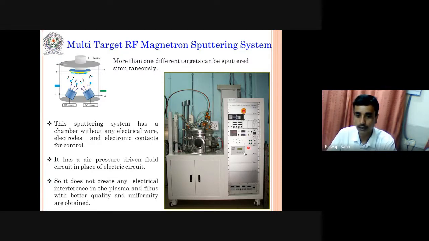This system, you can see, is a vacuum system produced by a Korea-based company. They supplied this in India during 2008, and this is the first system installed in India from that company. And as I mentioned earlier, I shall say something about this system.